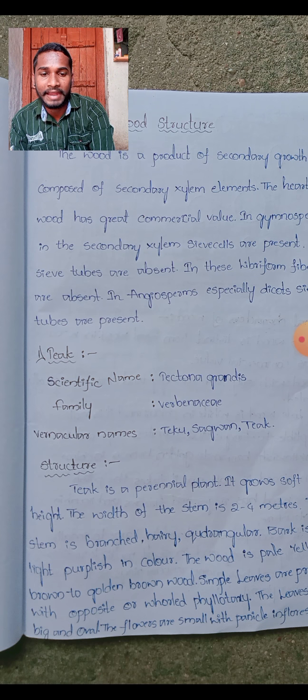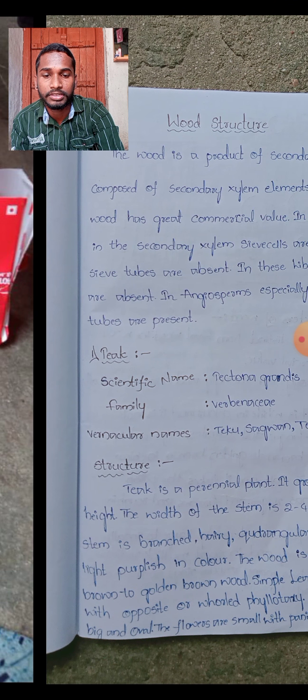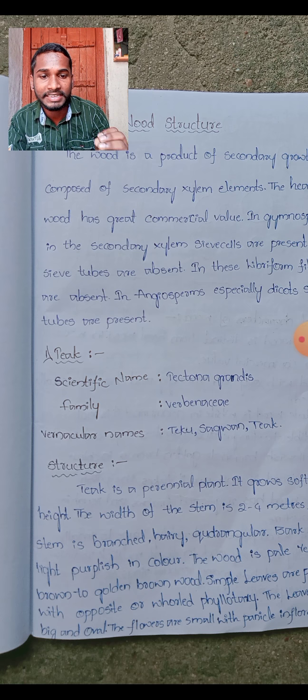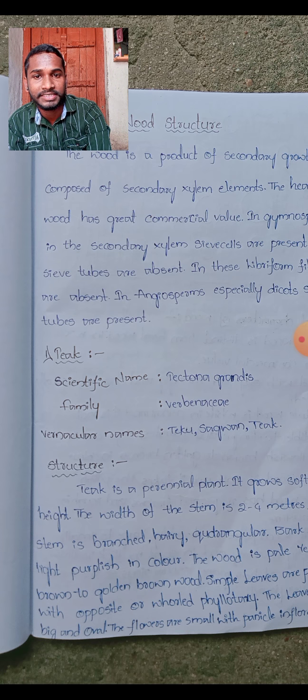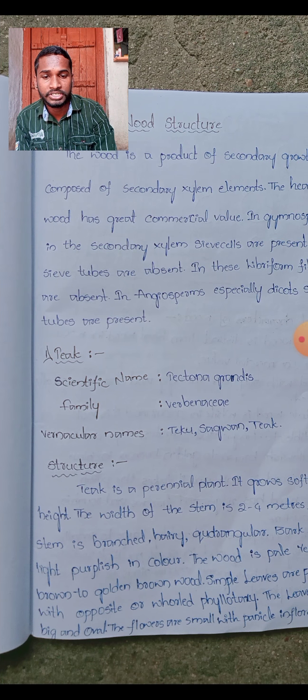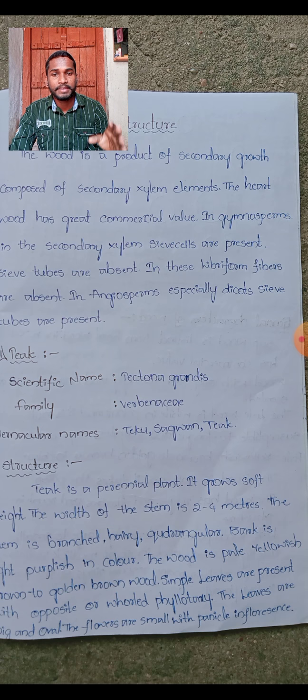Teak is a perennial plant. It grows tall, and the height of the stem is 2 to 4 meters. The stem is branched and hairy.